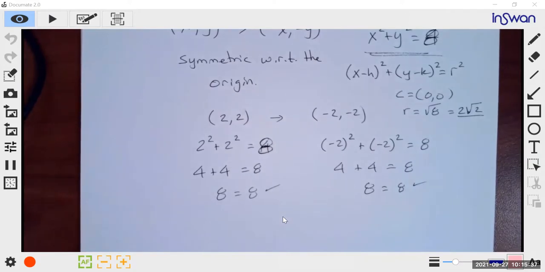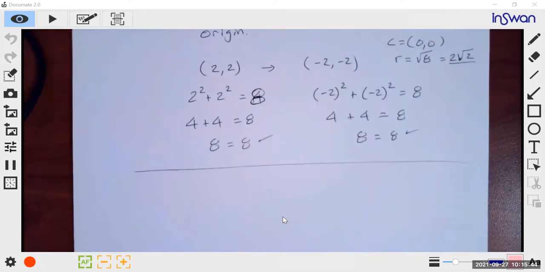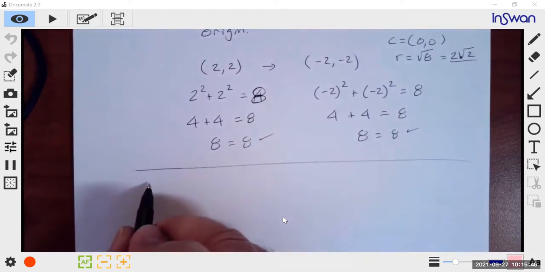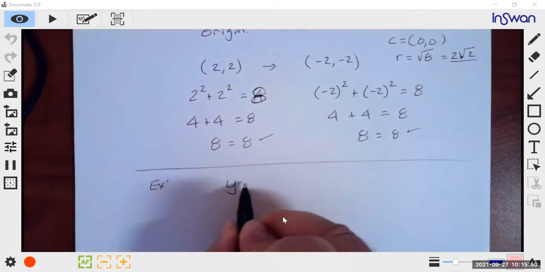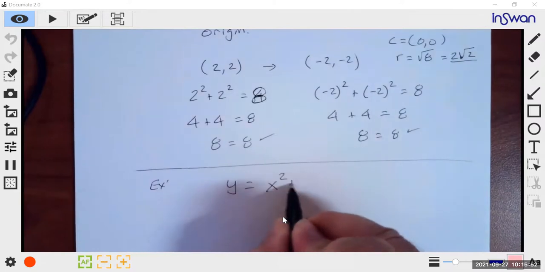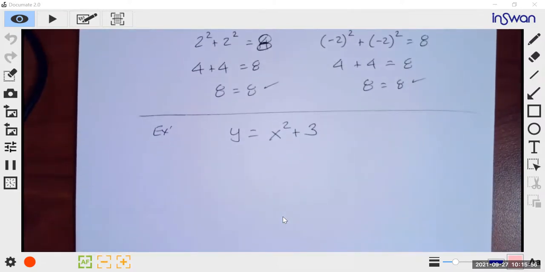All right, so there's an example. Let's look at a couple of examples before we jump in the computer. Here's an example. Y equals X squared plus 3. Tell me what, if anything, it's symmetric to.